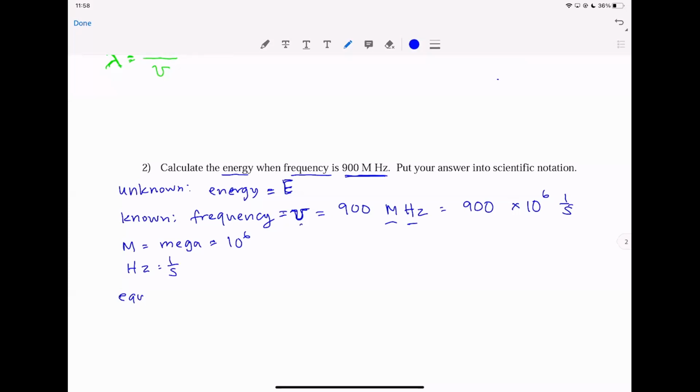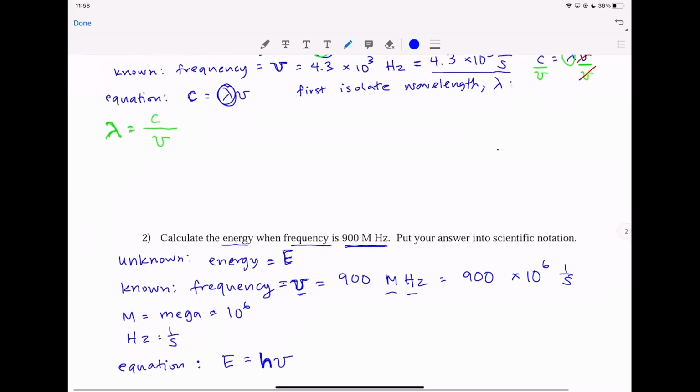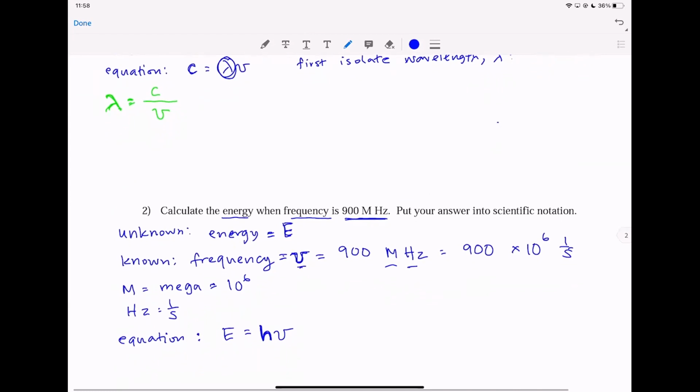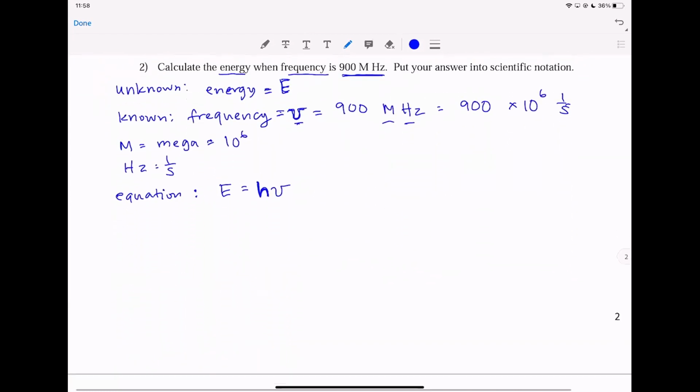So in looking for an equation to solve for energy, you need E and you need frequency. So this is the equation that has both of those. You also have to remember that you always have h. h is Planck's constant. Just like above, you always have c. That's the speed of light. And you know where you can find those. They're in the lab procedure. There are a bunch of places.